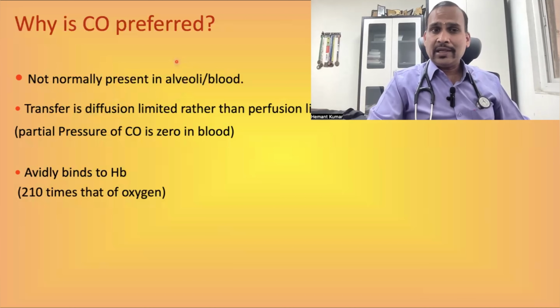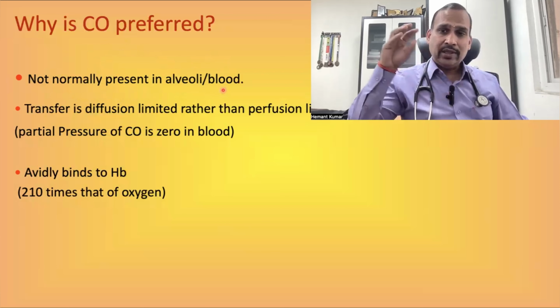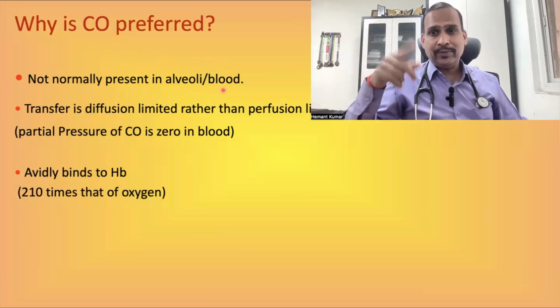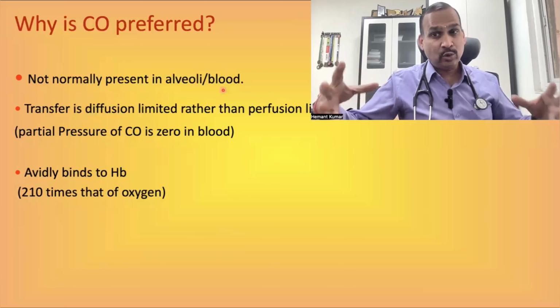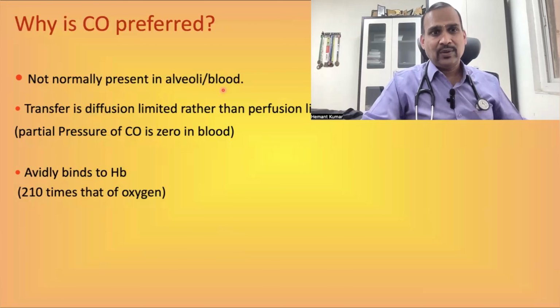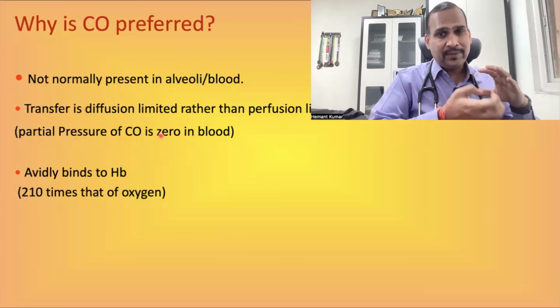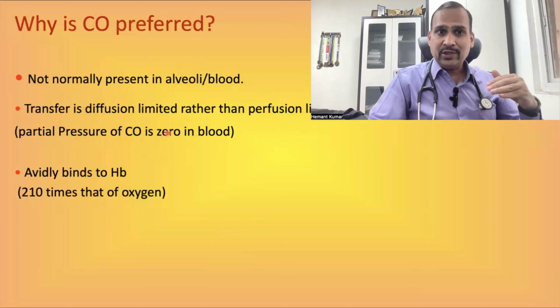The benefit of carbon monoxide is that it is not there in blood. So there is no gradient. Whatever carbon monoxide you insert in alveoli, it will diffuse from alveoli to blood, because in blood there is no carbon monoxide. So there is no back pressure. Okay, and transfer is diffusion limited rather than perfusion limited. So transfer of carbon monoxide does not depend on the partial pressure of carbon monoxide in blood. It is purely diffusion limited, diffusion through the alveolo-capillary membrane. Okay, so that's why we are using carbon monoxide.